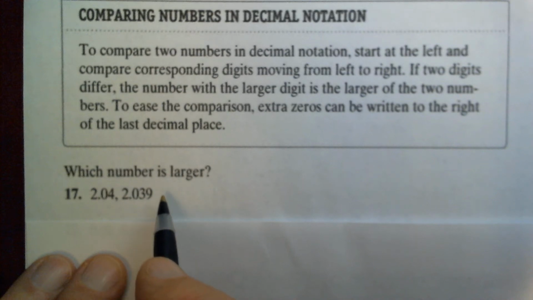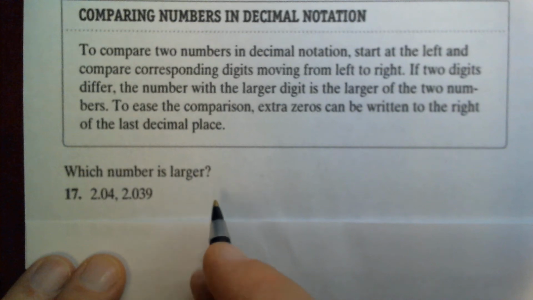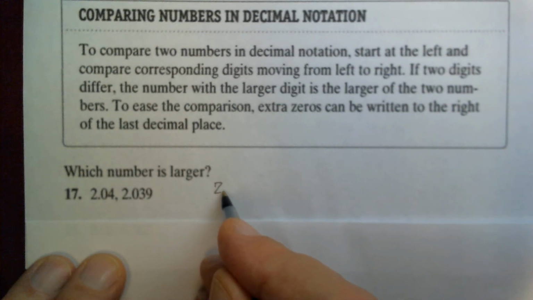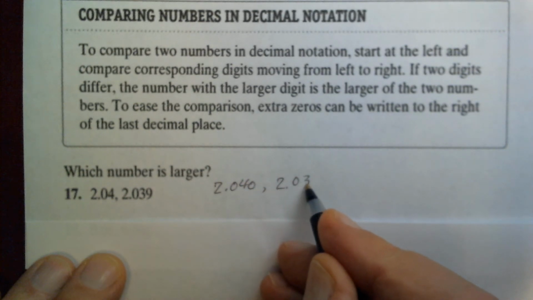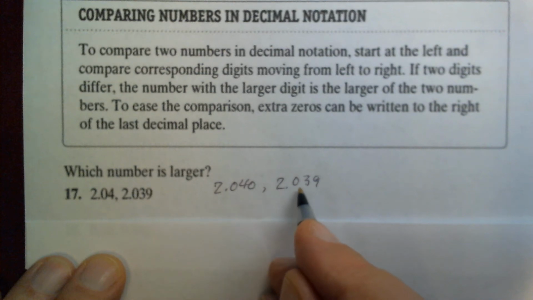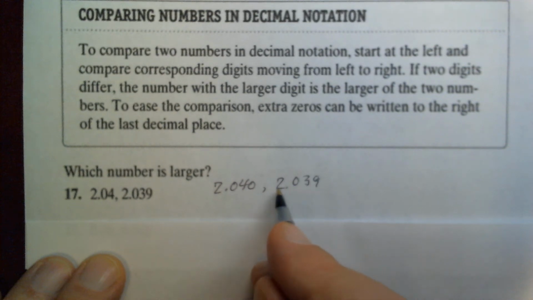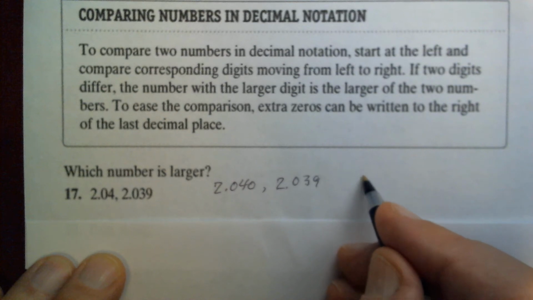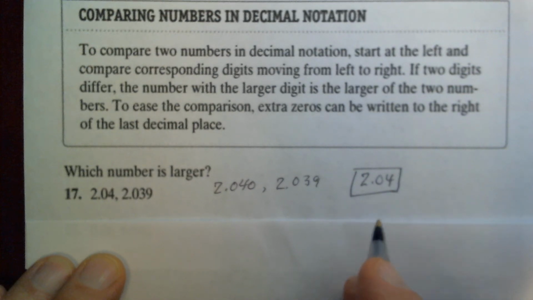So number 17, we ask which number is larger. To make it easier to compare these numbers, since one number only has two decimals, the other one has 3, we can write this. The first number is 2.040, and this number is, of course, 2.039. So the 2's are the same. The next is a decimal point, and then the next digits are the same also, 0 and 0. But now we have 4 for the first number and a 3 for the second number. Therefore, we know that the first one is a larger number, so 2.04 is a larger number. Or you can say 40 is greater than 39.